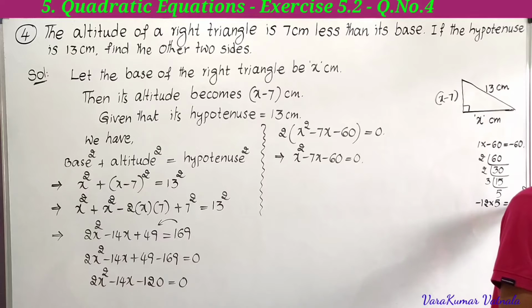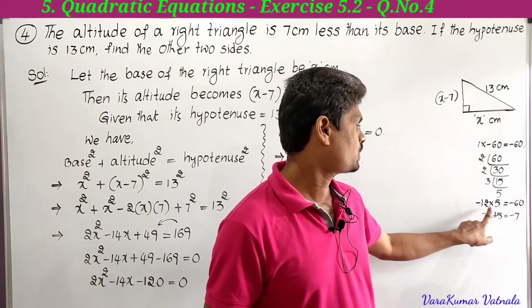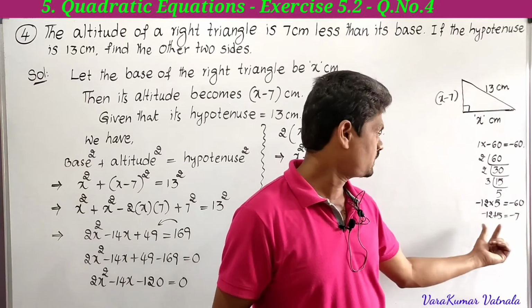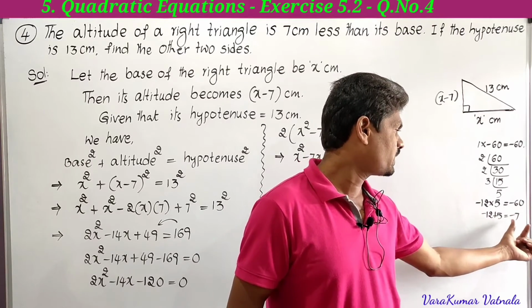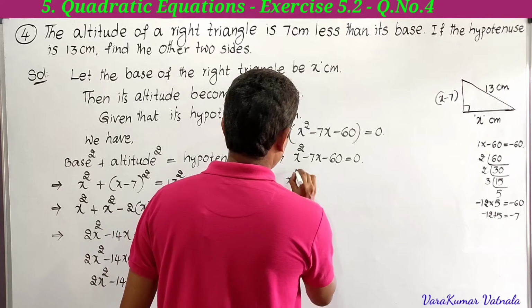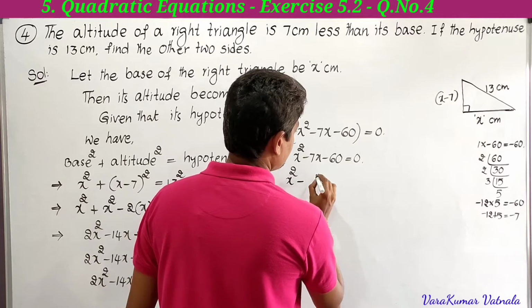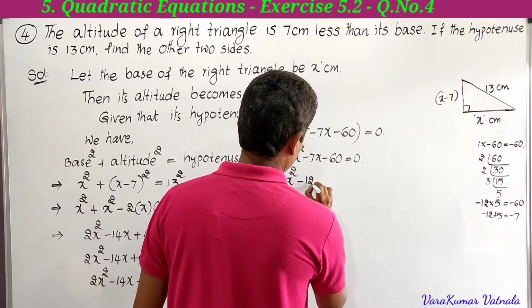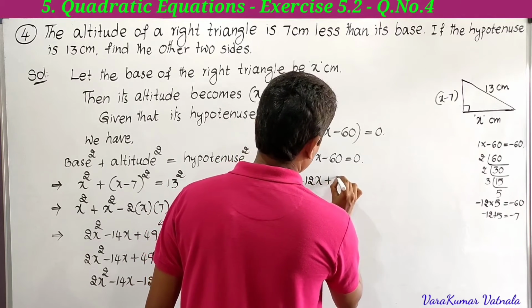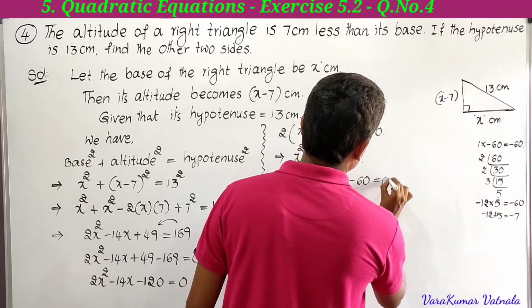Minus 12 into plus 5 is minus 60. And minus 12 plus 5 is equal to minus 7. So here minus 12 and plus 5 are the factors. So here write x square as usual. But this minus 7x can be written as minus 12x plus 5x. Minus 12x plus 5x minus 60 is equal to 0.